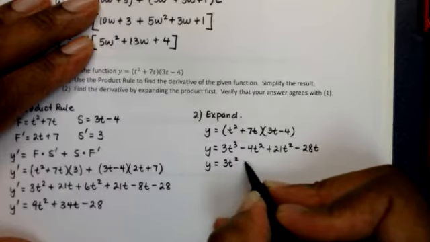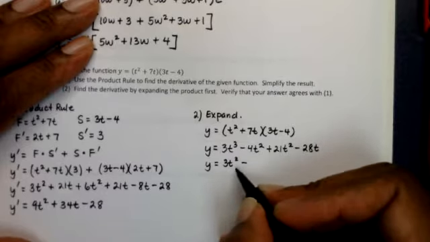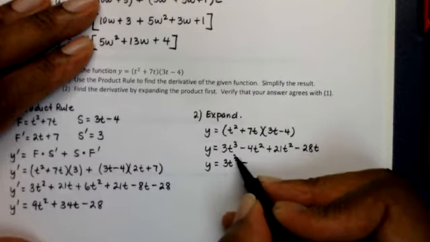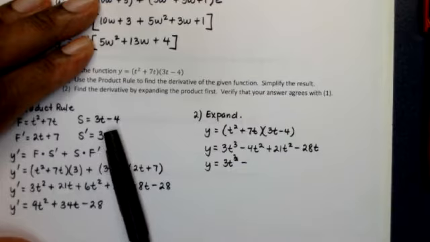Combine like terms. This would be 3t cubed.